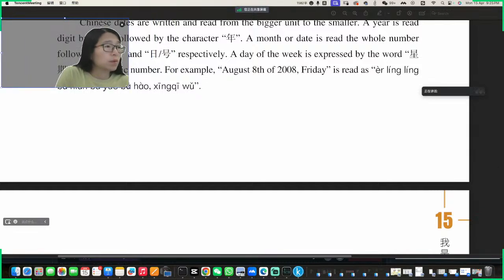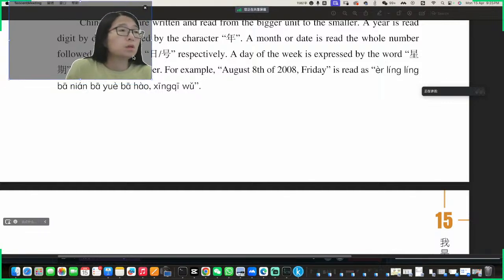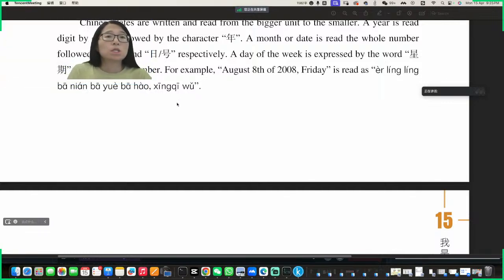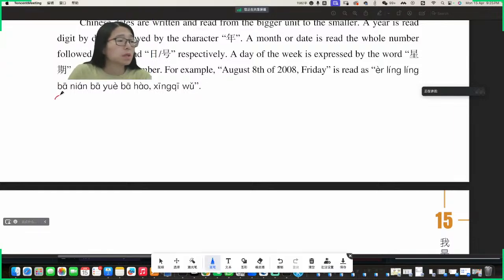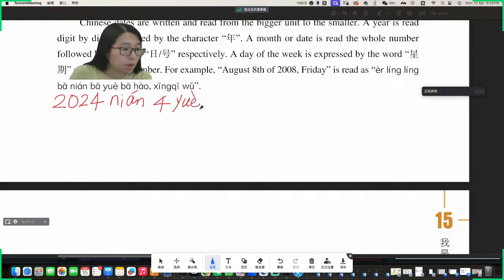Okay, so for example, let's say today's date, which is April 15th, 2024, right? In Chinese, how do you say? Bigger unit first, that is the year. So we say 2024年, 年, remember? Year. And then we say the month, which is the fourth month, and then we say the word 月, which means month. Now we say the date.